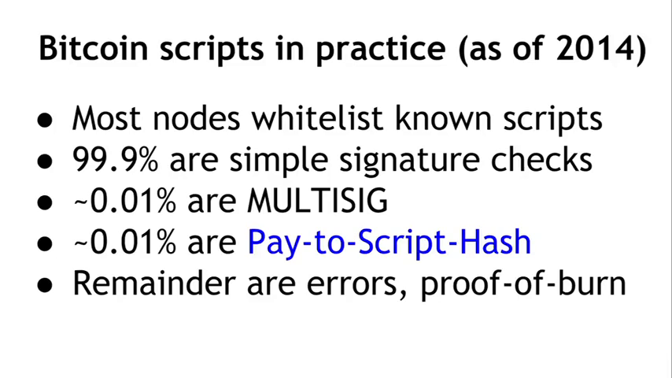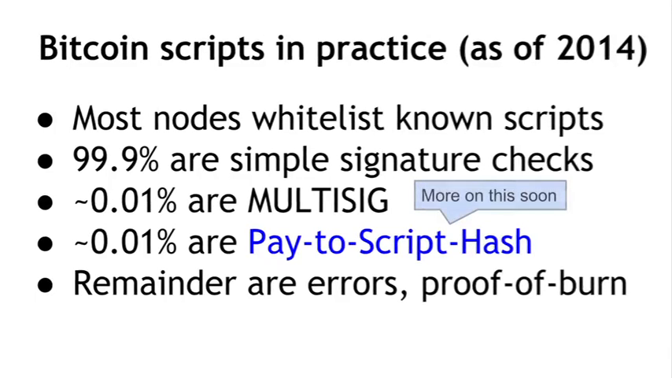But other than that, there hasn't been too much creativity in terms of what scripts people actually use. One reason for that is that Bitcoin nodes by default have a whitelist of scripts, and they refuse to accept scripts that they consider not standard. This doesn't mean that those scripts can't be used at all, it just makes them harder to use. I'll talk about exactly what that means a little bit later when we talk about the Bitcoin peer-to-peer network.